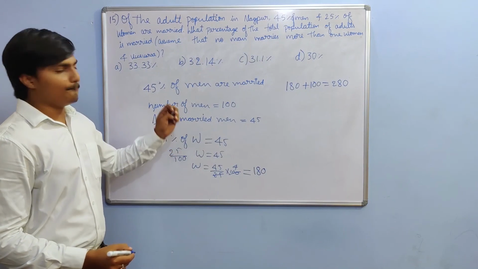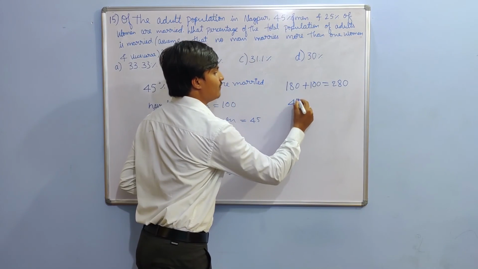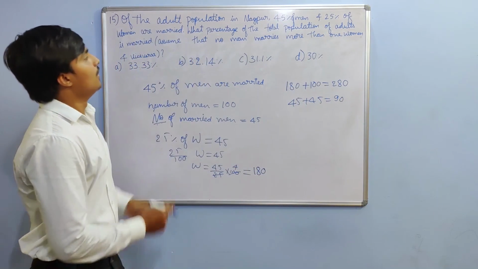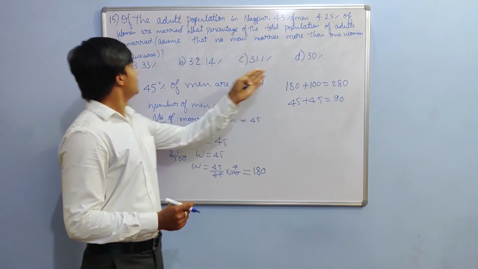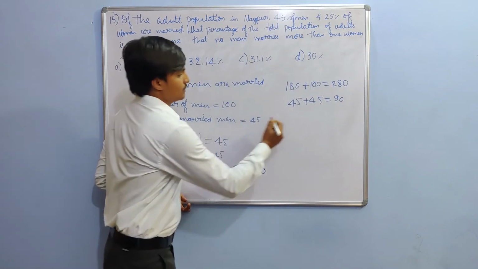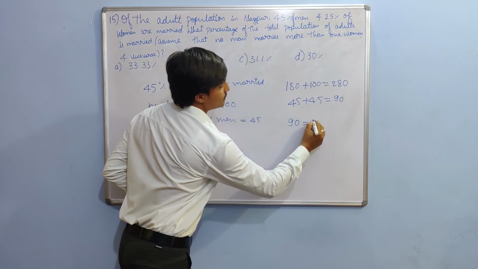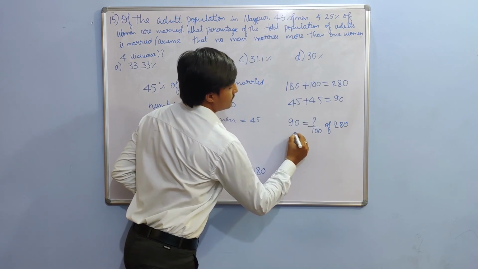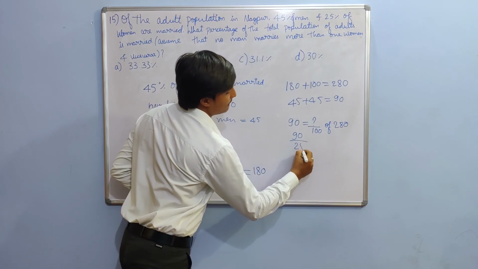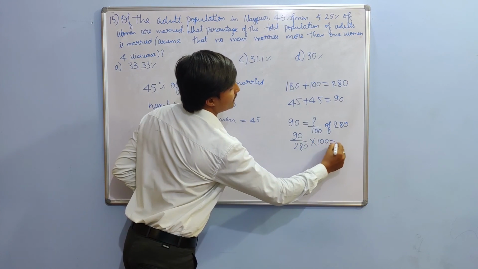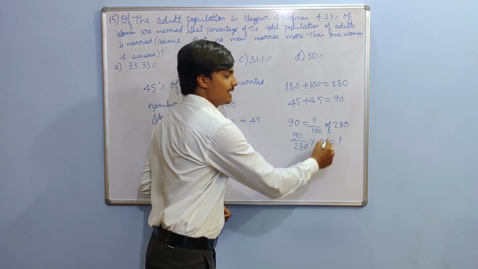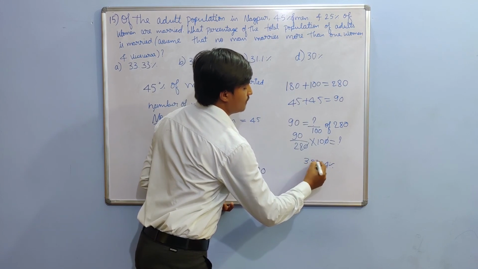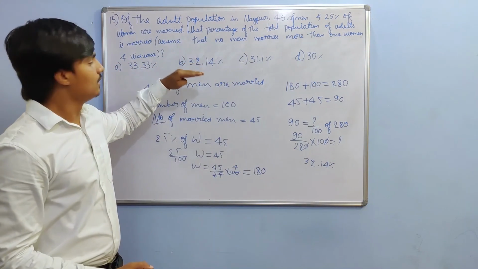And the total number of married people is 45 plus 45, which is equal to 90. But the question is, what percentage of the total population of adults is married? So 90 is what percentage of 280? 90 by 280 into 100 is equal to how much? This cancels and the answer is 32.14%. So the option B is the right answer.